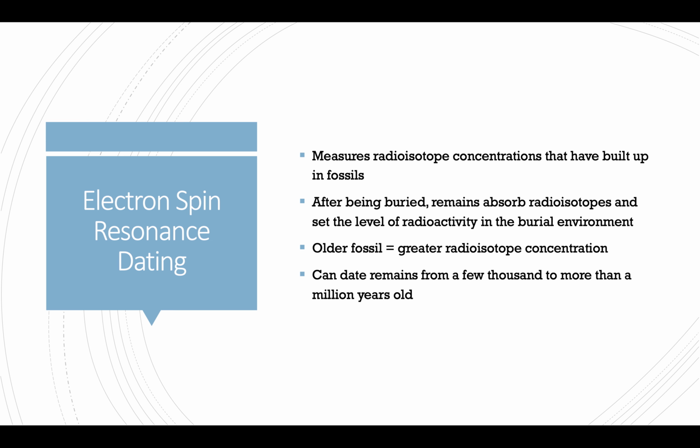Next is electron spin resonance dating, which measures radioisotope concentrations that have built up in fossils. A radioisotope whose concentrations are commonly measured in fossils is uranium. After being buried, remains such as bones and teeth absorb radioisotopes and set the level of radioactivity in the burial environment. Typically, an older fossil has greater radioisotope concentrations, and this form of dating can date remains from a few thousand years to more than 1 million years old.